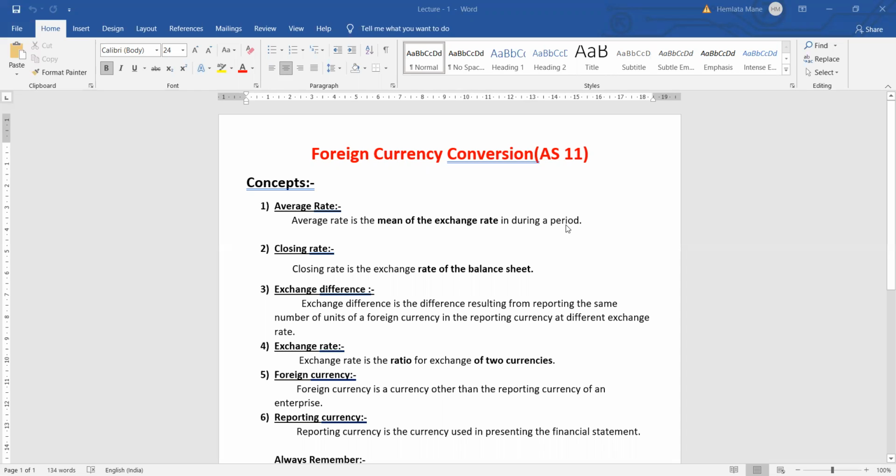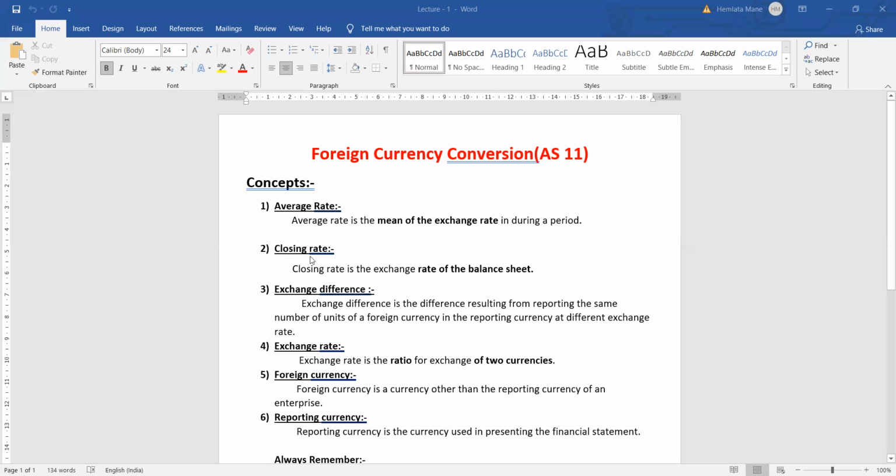Clear? Opening rate means the opening rate of the financial statement. Suppose your financial statement opens on 1st April, then the rate of 1st April is the opening rate, and closing rate means when your financial statement will close. Suppose it closes on 31st March, then the rate of 31st March is the closing rate. Then opening rate plus closing rate divided by 2, you will get the average rate.